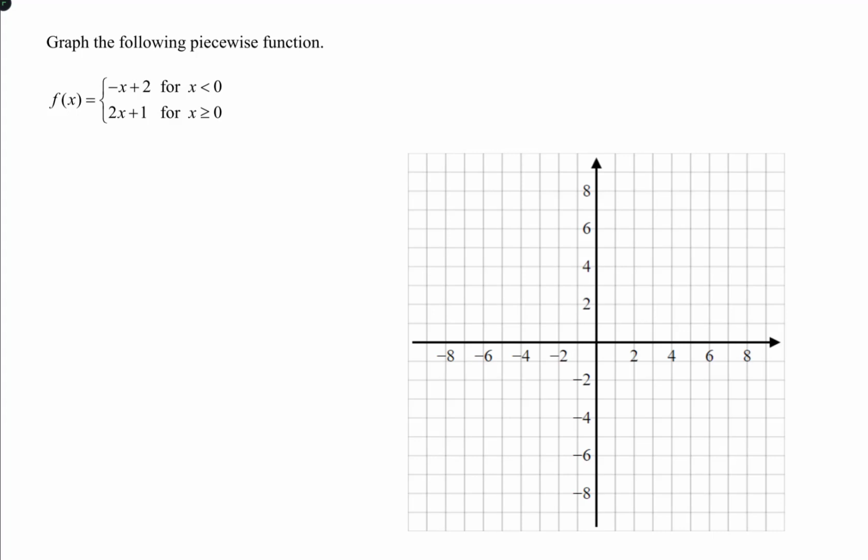Graph the following piecewise function. F of x equals negative x plus 2 for x is less than 0, and 2x plus 1 for x is greater than or equal to 0.